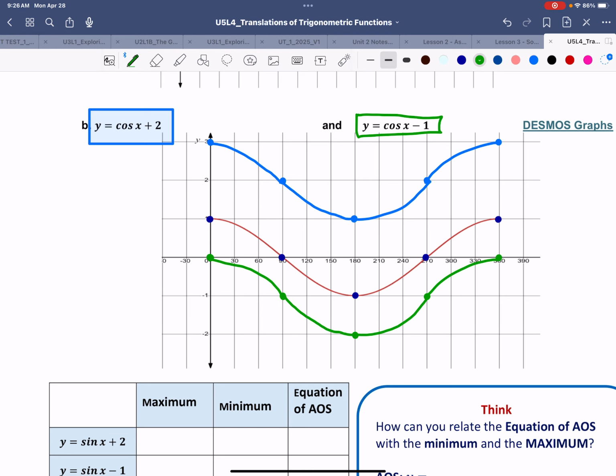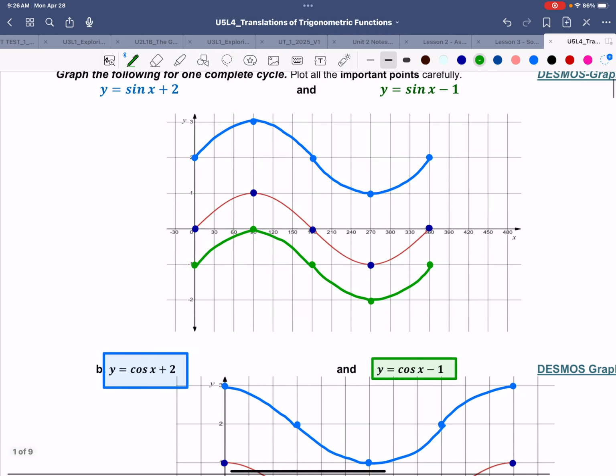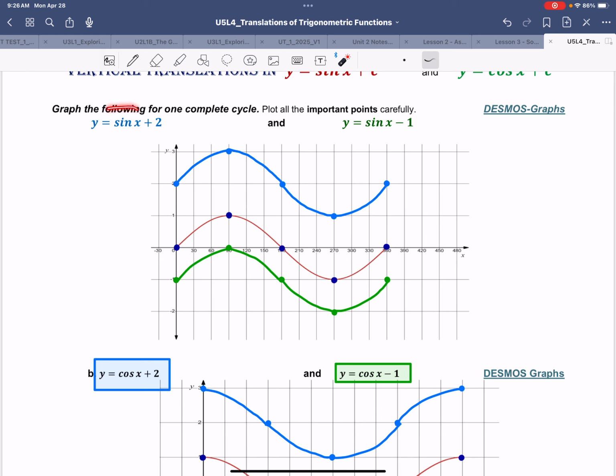Now, if we were to describe these transformations, then we would say that for sine of x plus 2 or cosine of x plus 2, the basic graph has undergone a vertical translation. For short, we write vertical translation, VT, of 2 units up. And for sine of x minus 1 and cosine of x minus 1, we're going to say that the basic graph of sine or cosine underwent a vertical translation of 1 unit down.